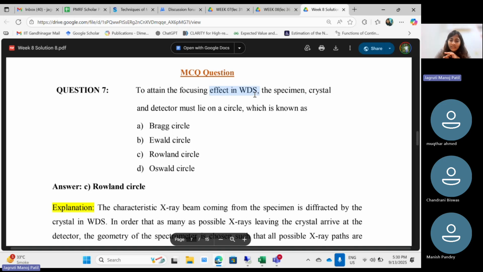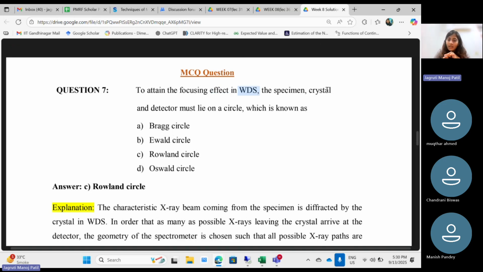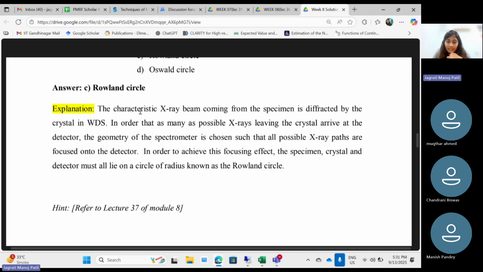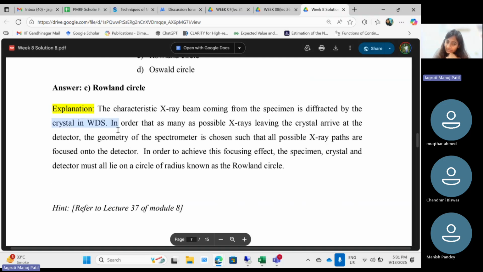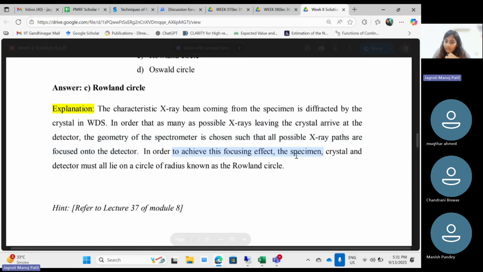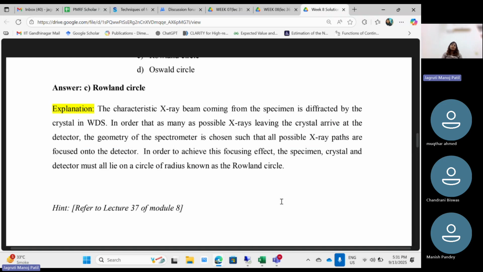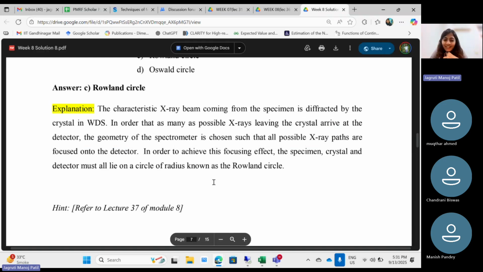If you want to attain focusing in this kind of system, a wavelength based system, the specimen and the crystal must lie on a circle. Why? Because the characteristic beam coming from the specimen is diffracted by the crystal. In order that as many X-rays as possible arrive at the detector, the geometry is chosen so that all paths are focused on it. To achieve this, all of them must lie on a circle of radius R. That circle is called the Rowland circle. Probably that was the person who invented it. Okay.